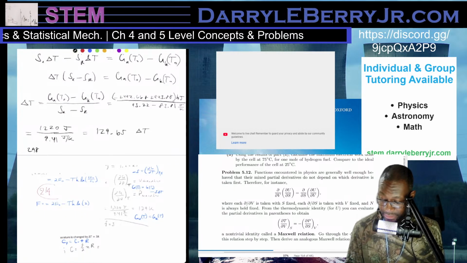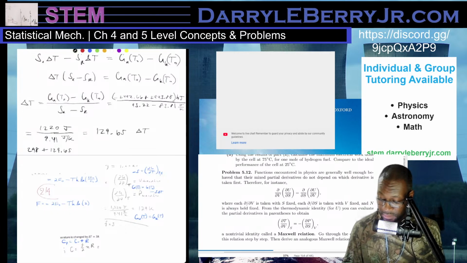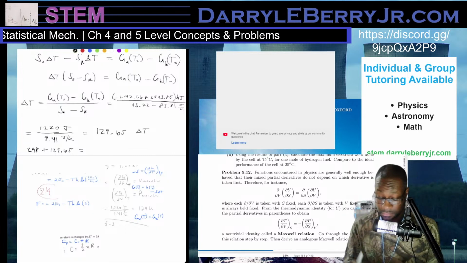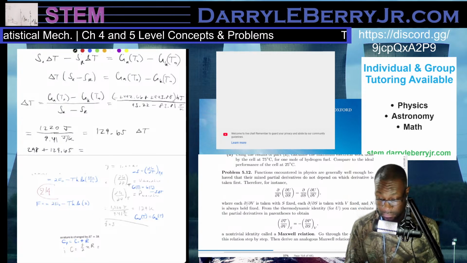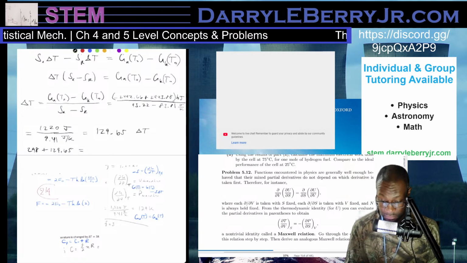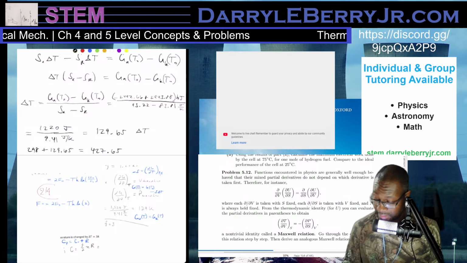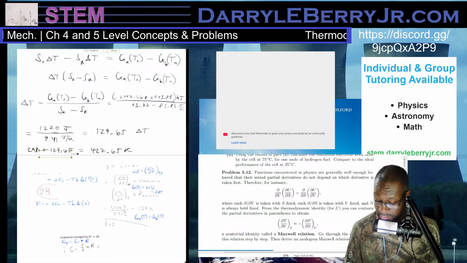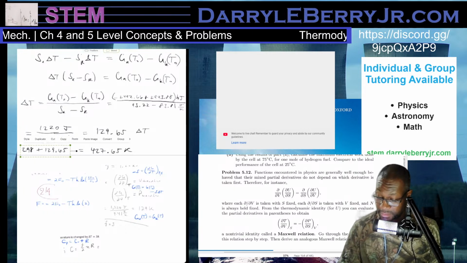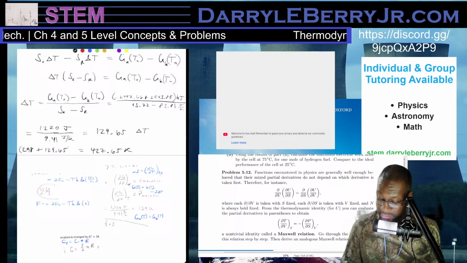So 298 plus 129.65 equals 427.65. And that could be the right answer.